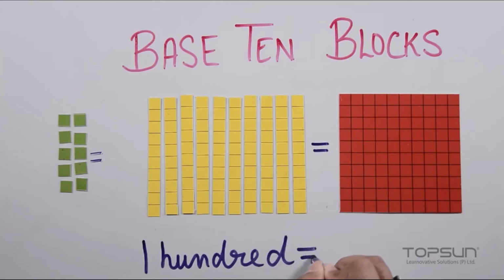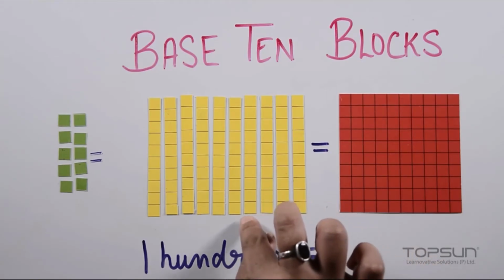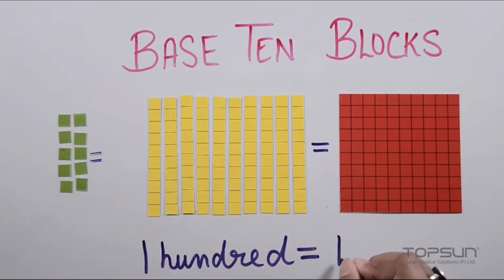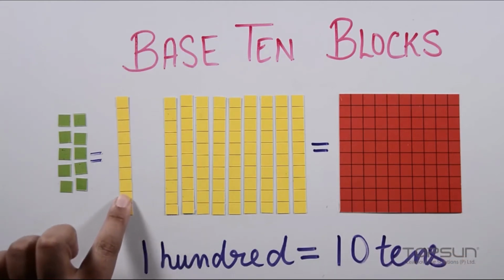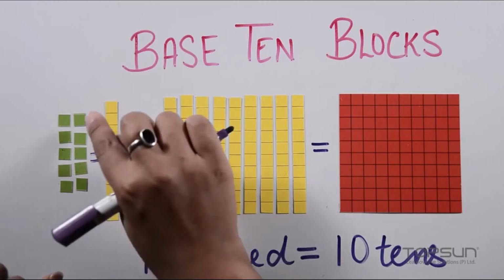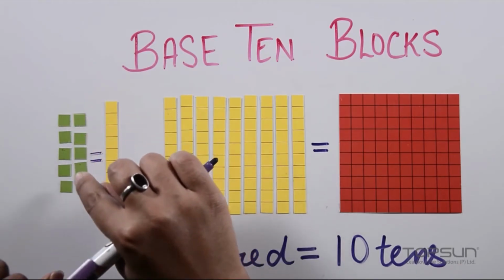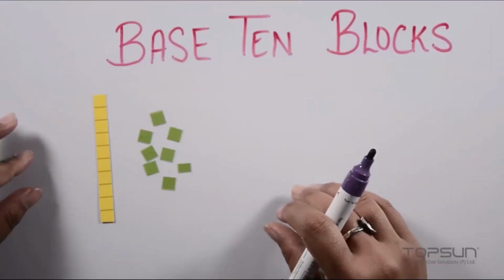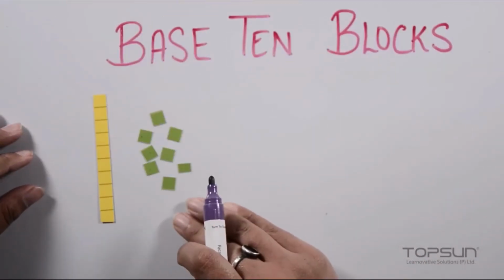block is made up of 1, 2, 3, 4, 5, 6, 7, 8, 9, 10. So 10 tens. In a similar manner, we can see that a ten is made up of 1, 2, 3, 4, 5, 6, 7, 8, 9, 10 ones. Here you can see I have displayed a number using base 10 blocks.